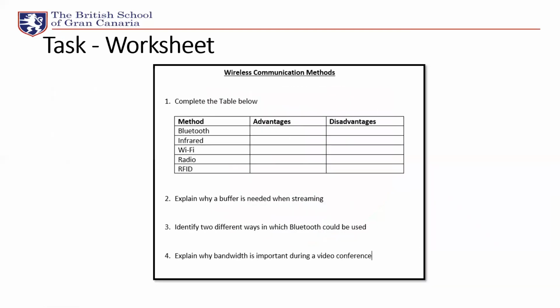Right, so what you're going to do now, I've been through some of these, okay? As you can see, I've discussed with you what Bluetooth is, its advantages and disadvantages. I haven't discussed infrared with you, you're going to look that up yourself. For Wi-Fi, radio and RFID, I haven't discussed the advantages and disadvantages because that's what you're going to do now. Then, thinking about last lesson, you're going to explain why a buffer is needed when streaming, identify 2 ways in which Bluetooth can be used, and explain why bandwidth is important during video conferencing.